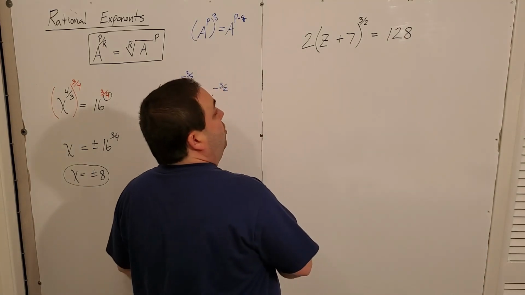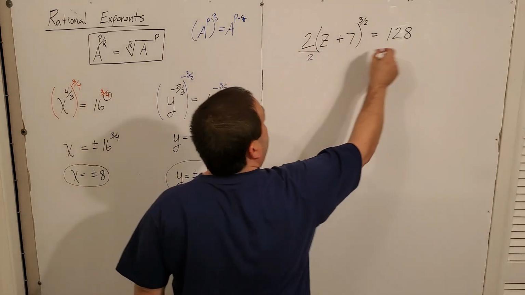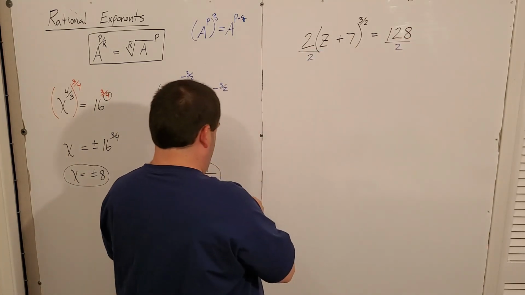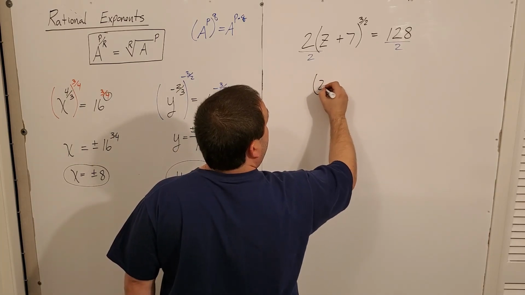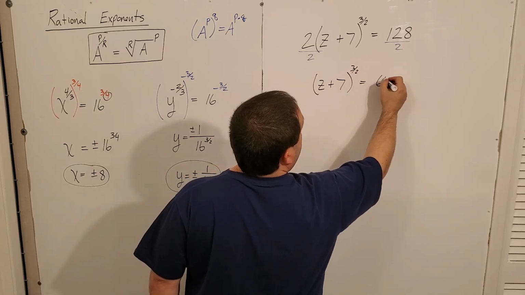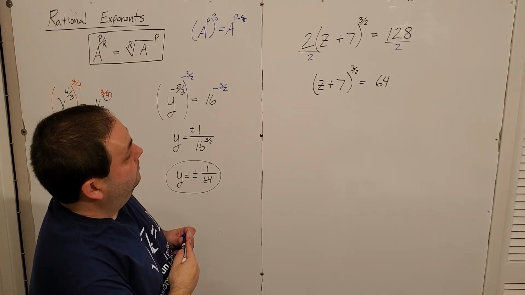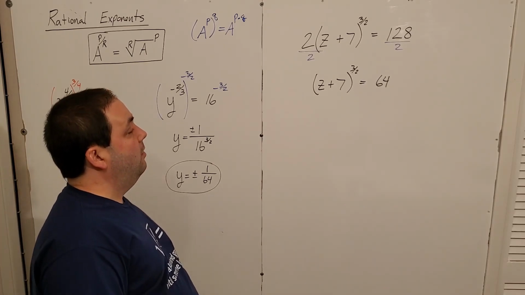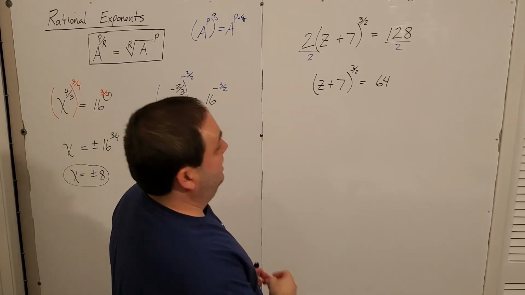I am going to start by dividing by 2. Divide by 2, divide by 2. Okay, so I have z plus 7 to the 3/2 is equal to 64. All right. From there, I want to get rid of the exponent so that I can drop the parentheses.